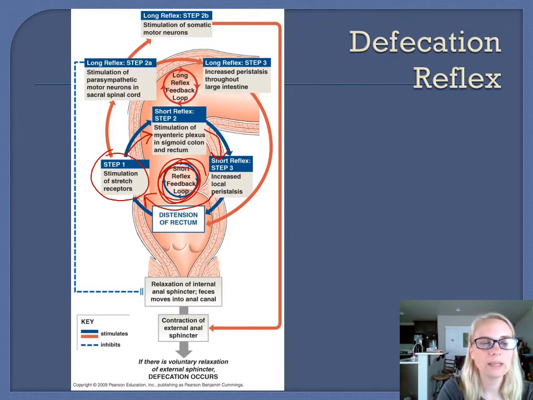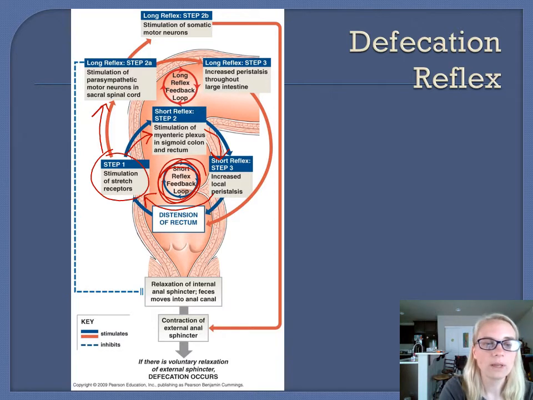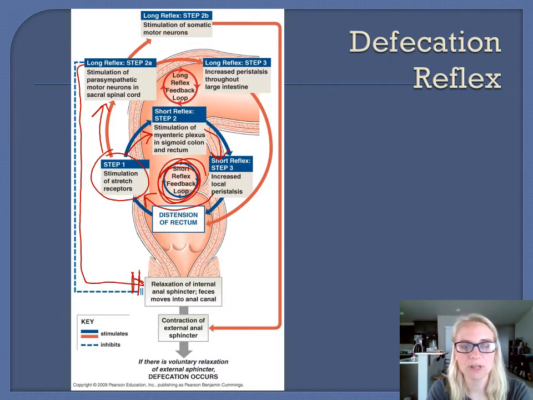So then if we go back here, step 2A, that original distension is going to stimulate parasympathetic motor neurons in the sacral spinal cord, right? Cranial sacral is our parasympathetic house, the origin of our preganglionic neurons. So a couple of things are going to happen with this step 2A. One, we will cause the inhibition of the internal anal sphincter. So that's going to relax.